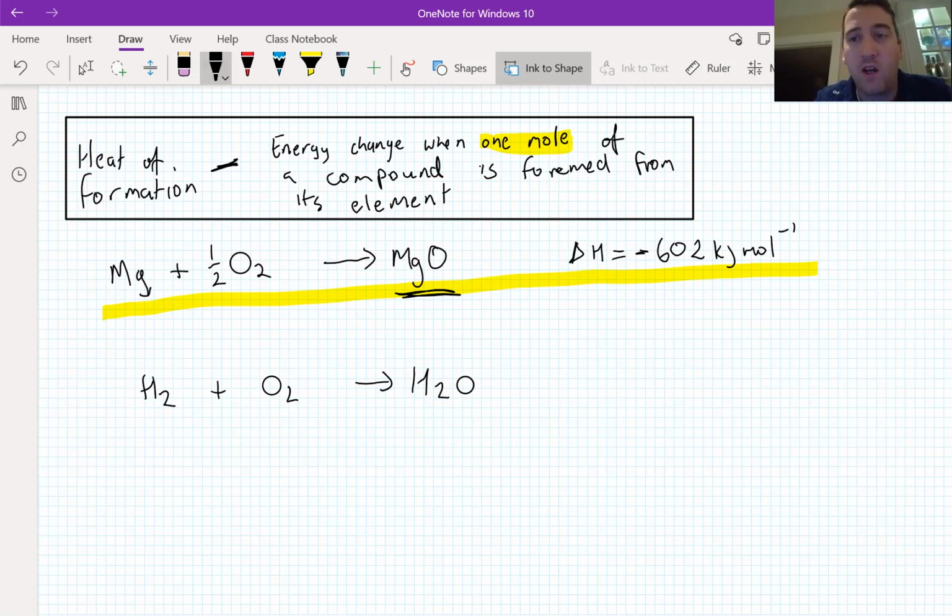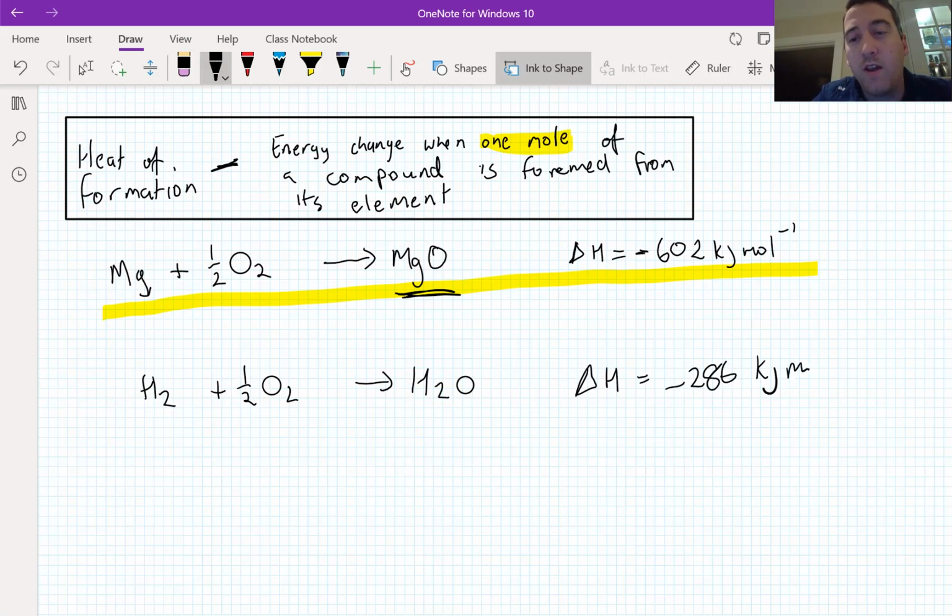All right, so hopefully enough time. If you didn't have enough time, pause it now because I'm going to say the answer. Okay, so to balance this, you would need to put a half here. So H2 plus a half O2 gives you H2O. And it's found experimentally that the delta H for this is equal to minus 286.